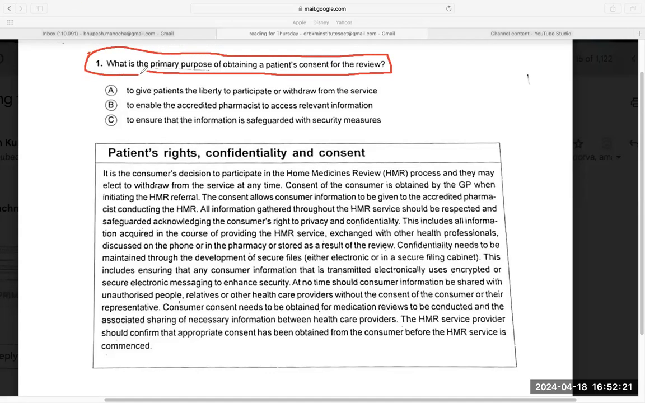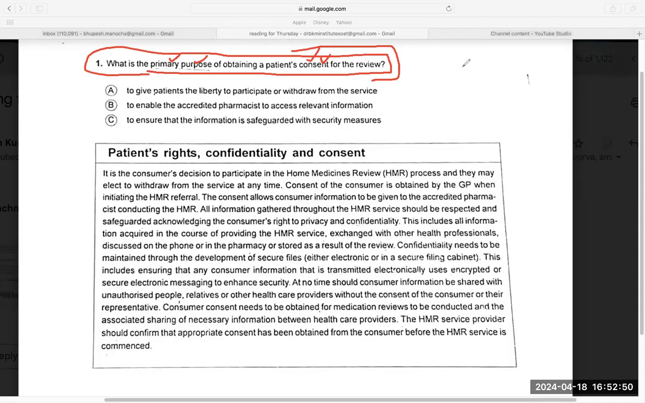See, the most important thing when people have weak reading, weak listening, that happens due to weak question reading, that you do not read and understand the question well. If you do not understand the question well, then obviously your answer will be wrong because ultimately you need the right question. So in this case, they are asking what is the primary purpose of obtaining a patient consent for the review. Now the question is very simple.